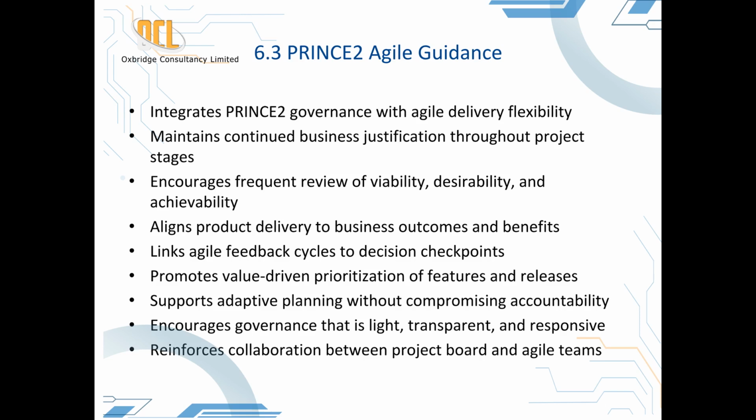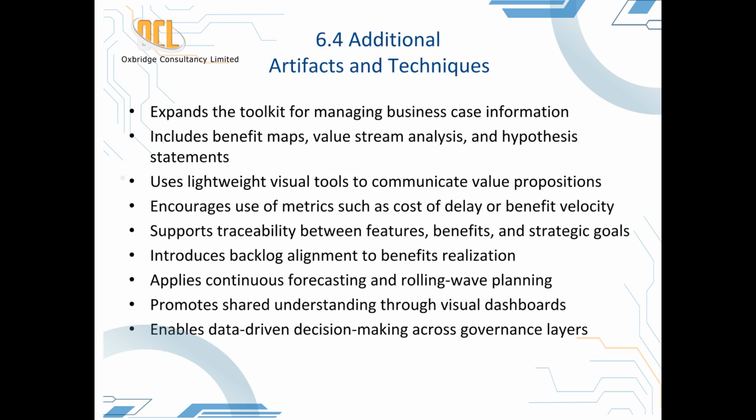Prince 2 provides the structure for accountability and strategic alignment, while Agile adds the responsiveness needed to navigate uncertainty. By connecting product progress directly to business value, the framework supports both assurance and adaptability. Ultimately, Prince 2 Agile guidance ensures that every stage of the project continues to serve the organization's goals efficiently and transparently.